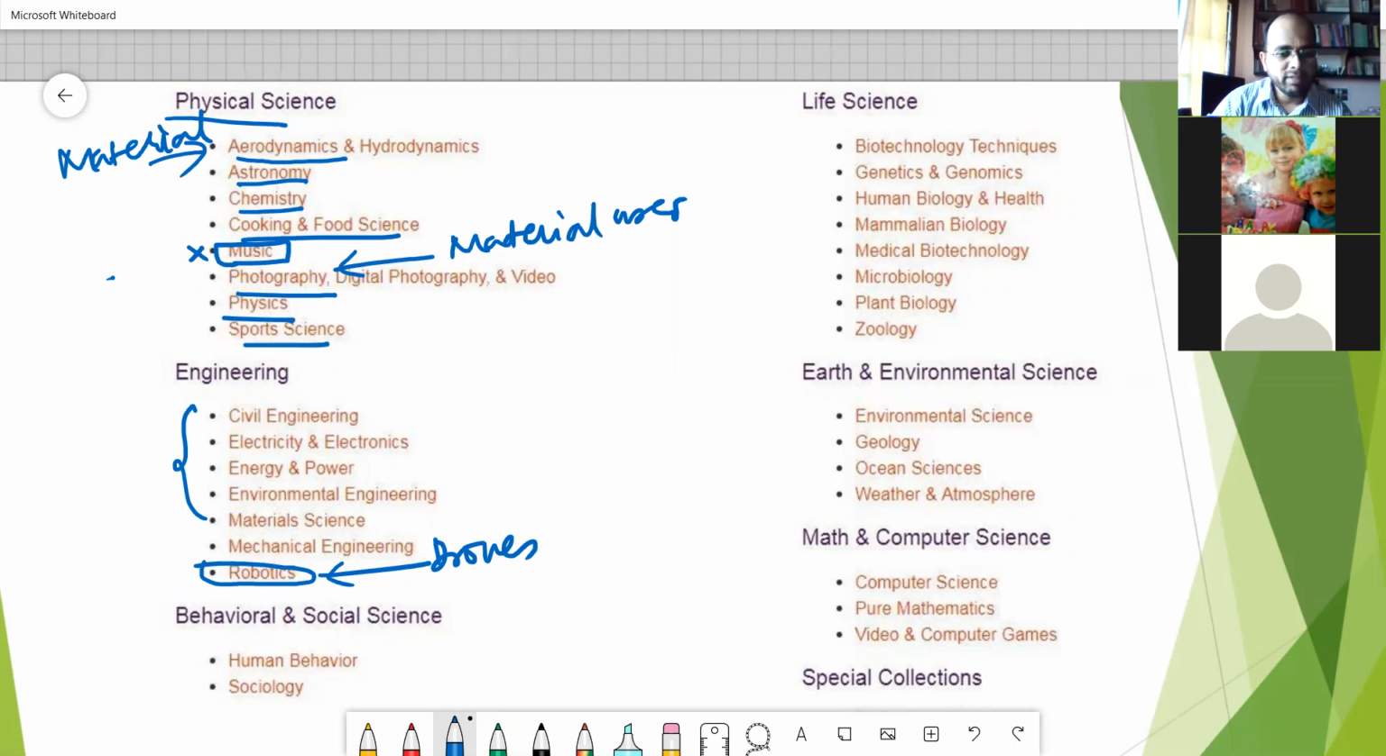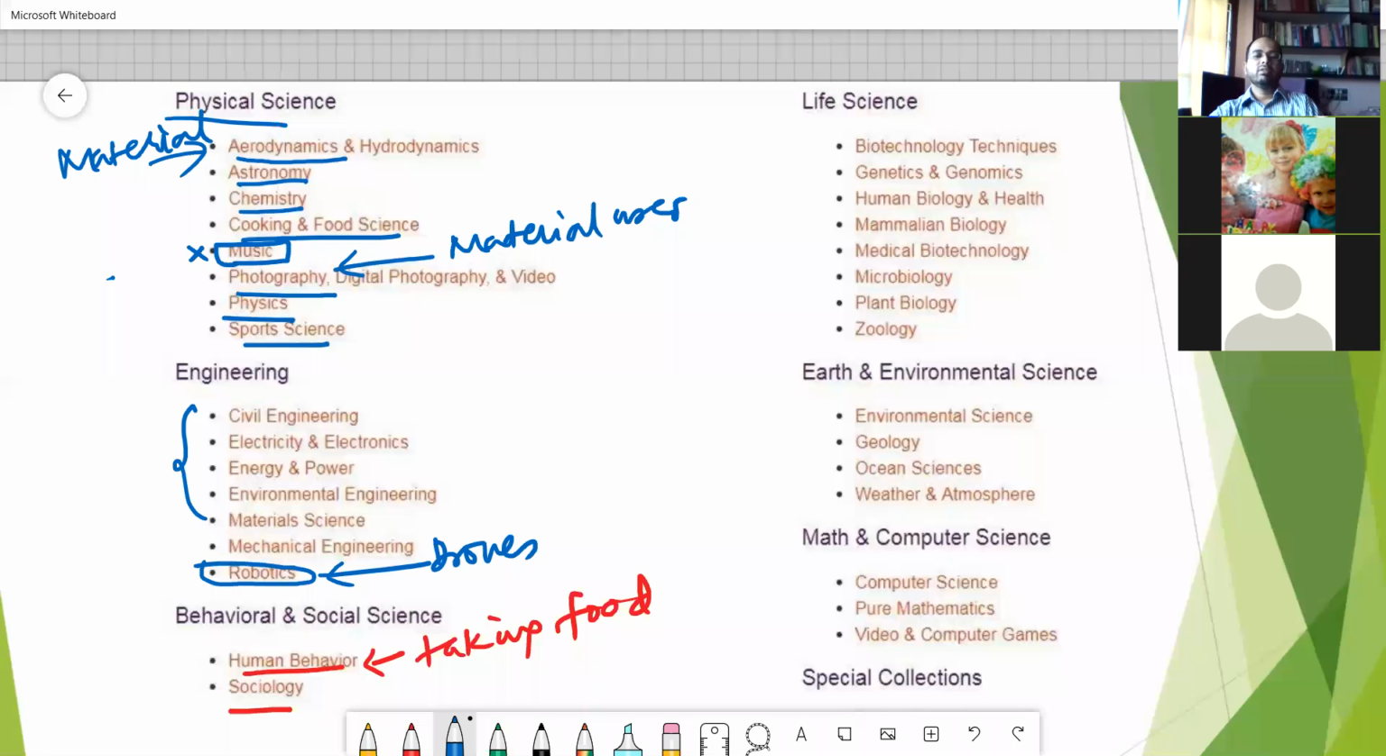Then you have behavioral science, in which you can choose human behavior, taking food and behavior. After taking certain food, how its behavior is there. And then sociology part is there. Sociology, how its social behavior is changing, and all those things you are going to do.